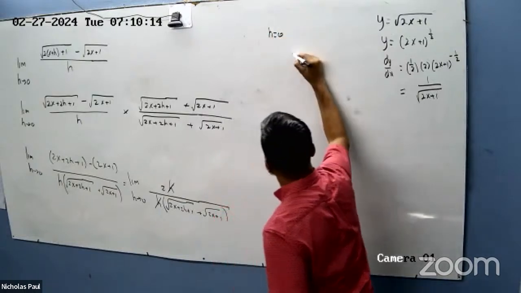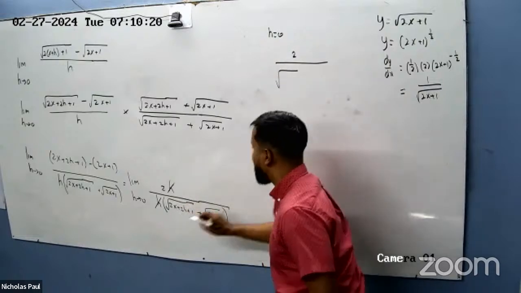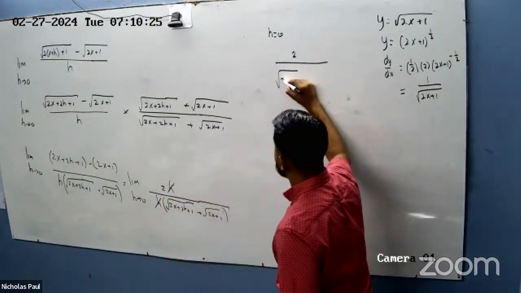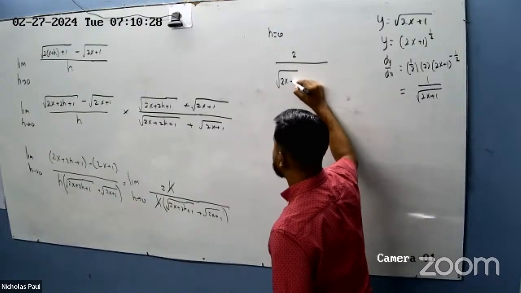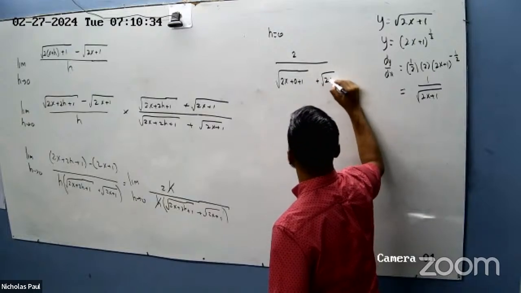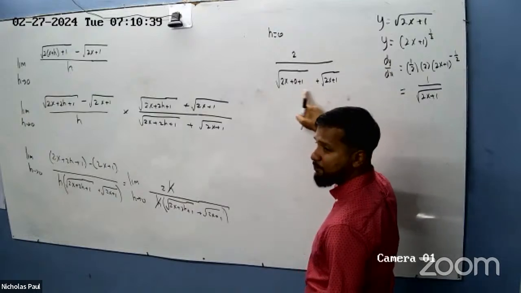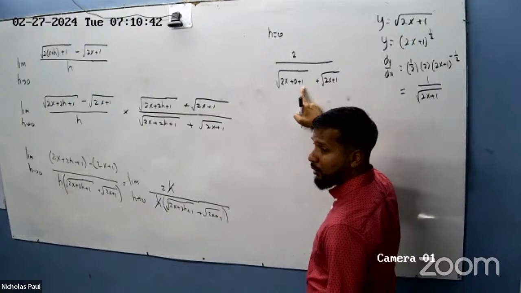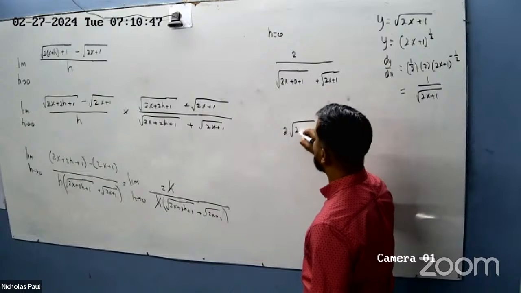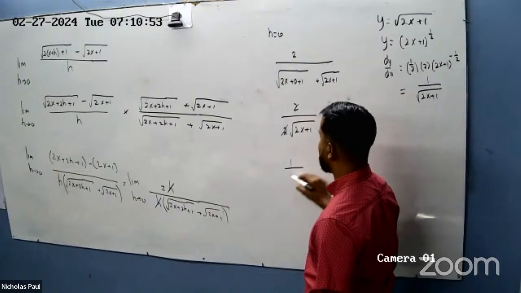So we'll be left with 2 over the square root of 2x plus 0, that's an h there, right? So it will be 2x plus 0 plus 1, plus root 2x plus 1. Do you recognize these two are the same? This is root 2x plus 1. So root 2x plus 1 plus our next root 2x plus 1 is 2 root 2x plus 1. The 2 will cancel.